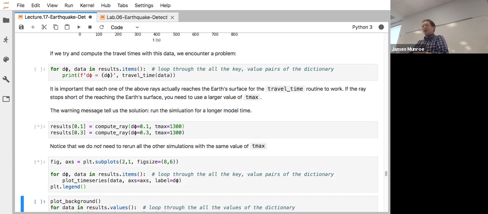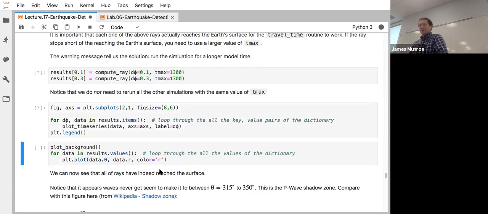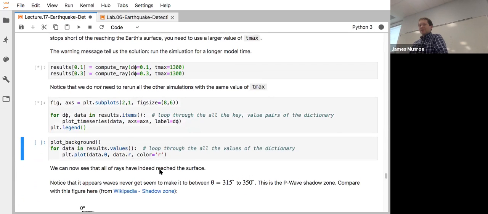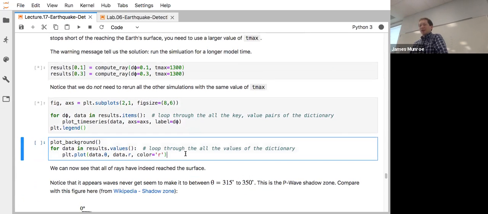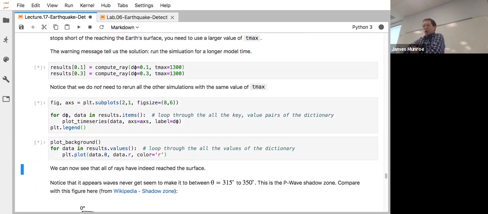Come on, computer. You can do it. Don't break. Okay, we're going to let that finish, and then when that's finished, I want to take a look at a plot of what it all looks like.